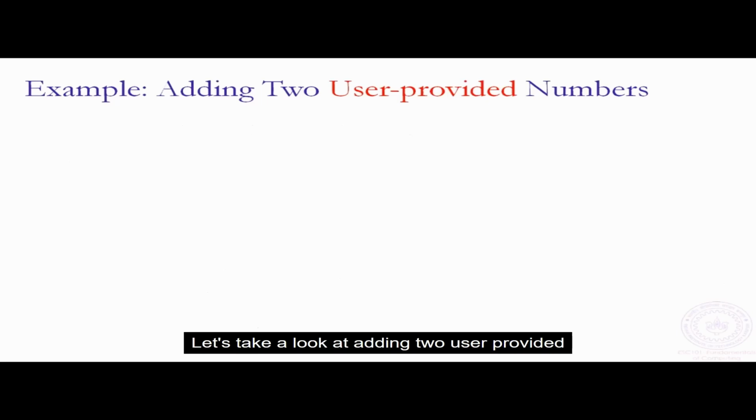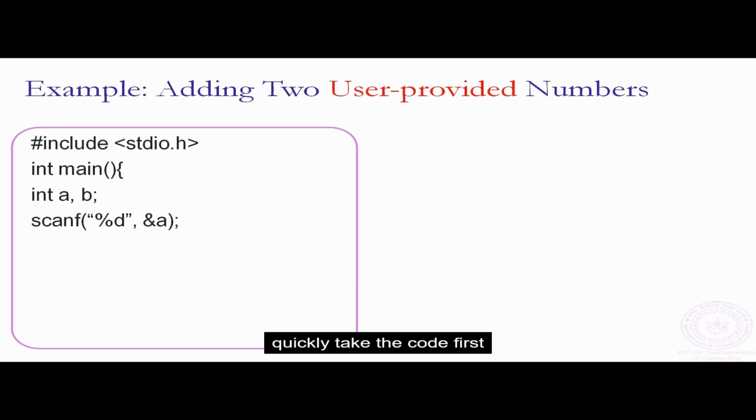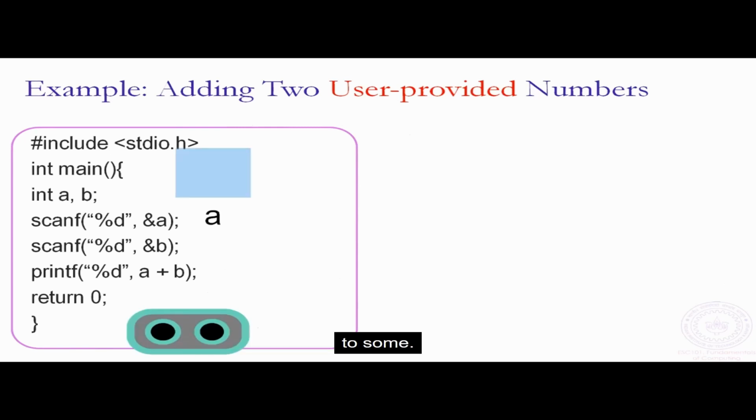Let's take a look at adding two user-provided numbers. Now, in this case, we'll quickly take the code first, and then I'll quickly tell you what it does. So here is your code, and this takes A and B from the user at the time of execution of the program, and it prints the sum.